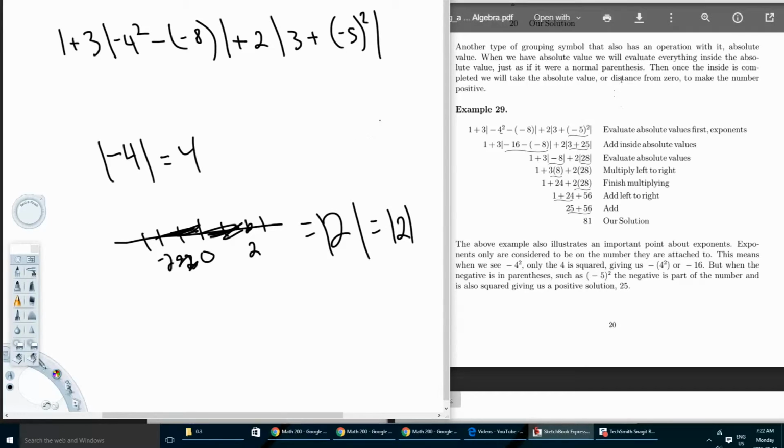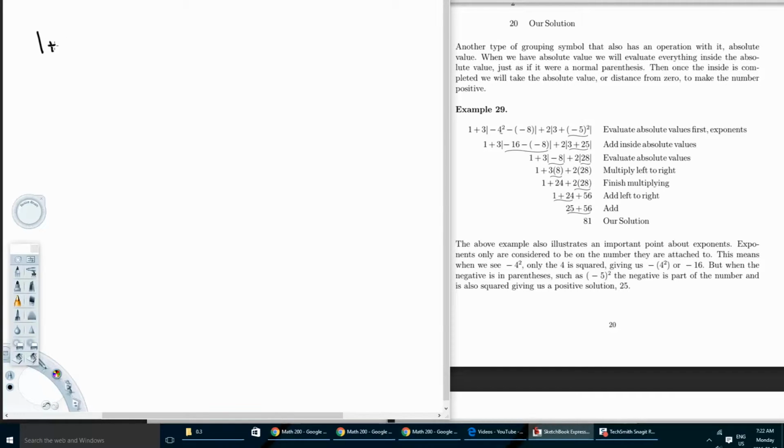It says another type of grouping symbol that has an operation with an absolute value. When we have an absolute value, we'll evaluate everything inside the absolute value just as we would a normal parentheses. Then once the inside number is completed, we'll take the absolute value or distance from 0 to make the number positive. So 1 plus 3, 1 plus 3, absolute bracket minus 4 squared.